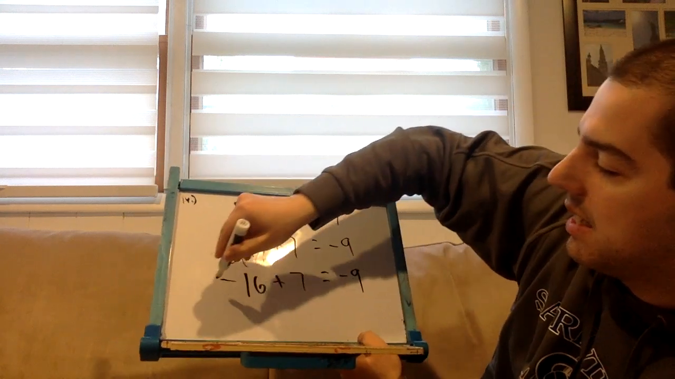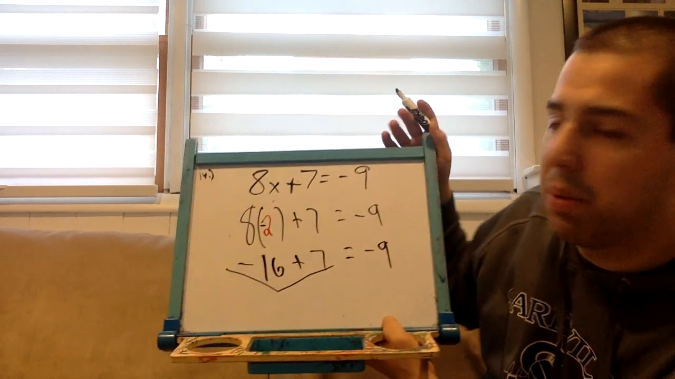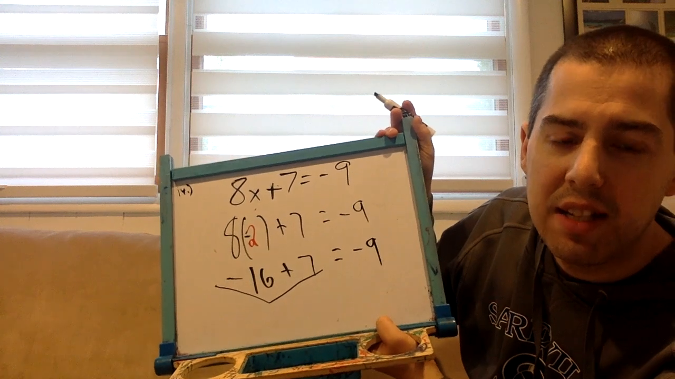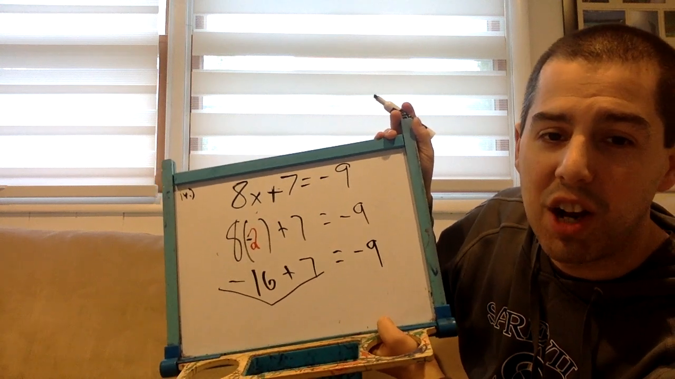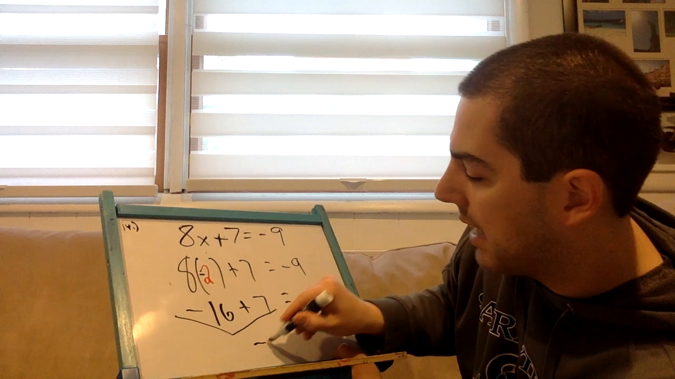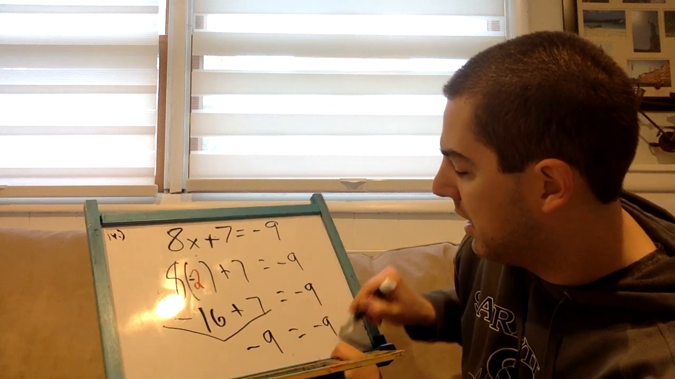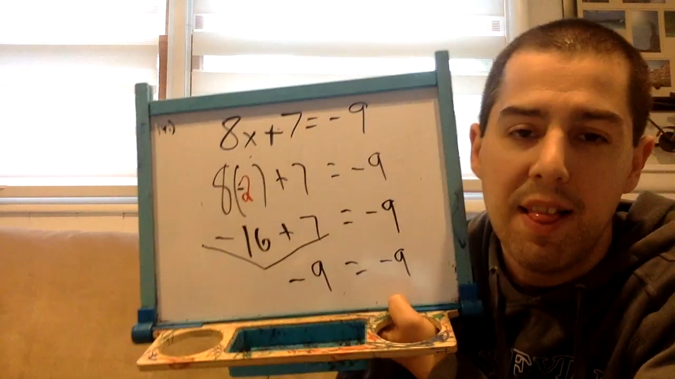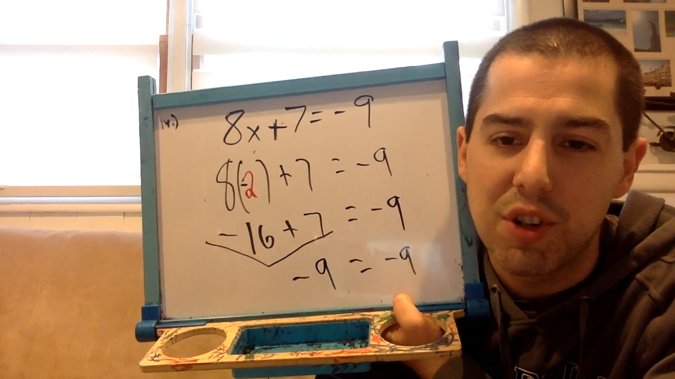And what is negative 16 plus 7? Different signs, they're on different teams. The negative has the greater absolute value. I subtract, and the left side does equal the right side. This is your first check step for today's classwork.